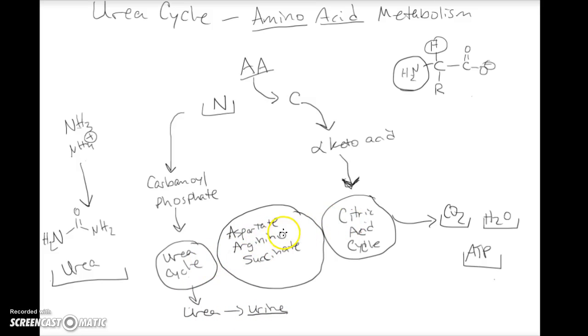Between these two cycles, we have what's called the aspartate argininosuccinate shunt, which is how we can transfer intermediates between these depending on what we need them to do.